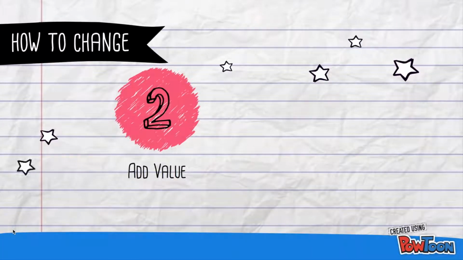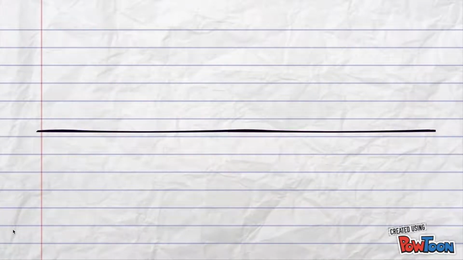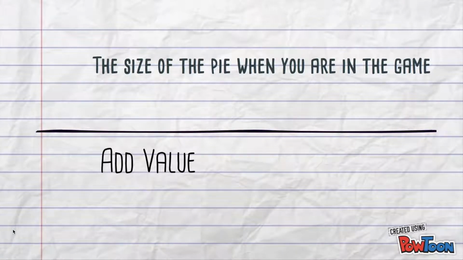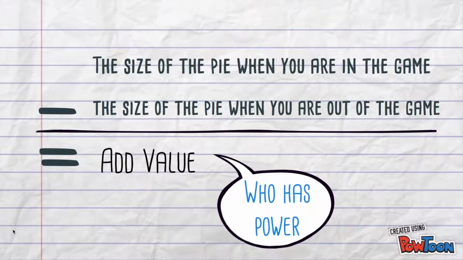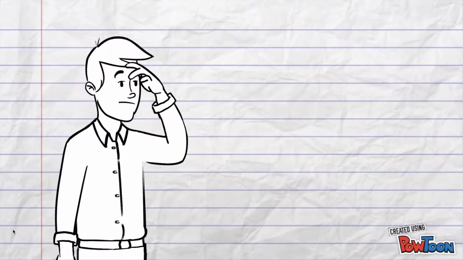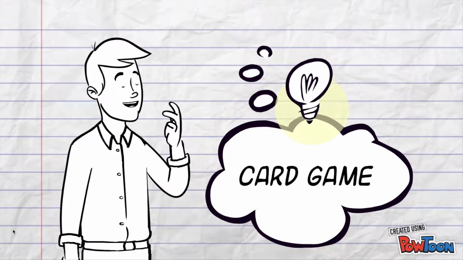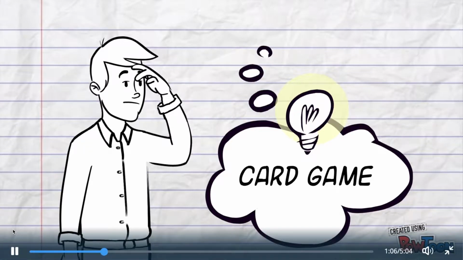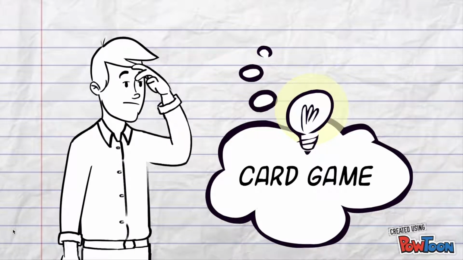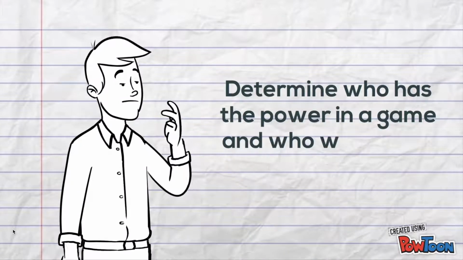2. Added value. Added value measures what each player contributes to the game. Your added value will equal the size of the pie when you are in the game, minus the size of the pie when you are out of the game. The added value recognizes who has power in the game and who will get the big payoffs. According to the result of the card game, when calculating their own added value, many players usually don't put themselves in other players' shoes. In the end, they might overestimate or underestimate their added value. This can determine who has the power in the game and who will get the big payoff.